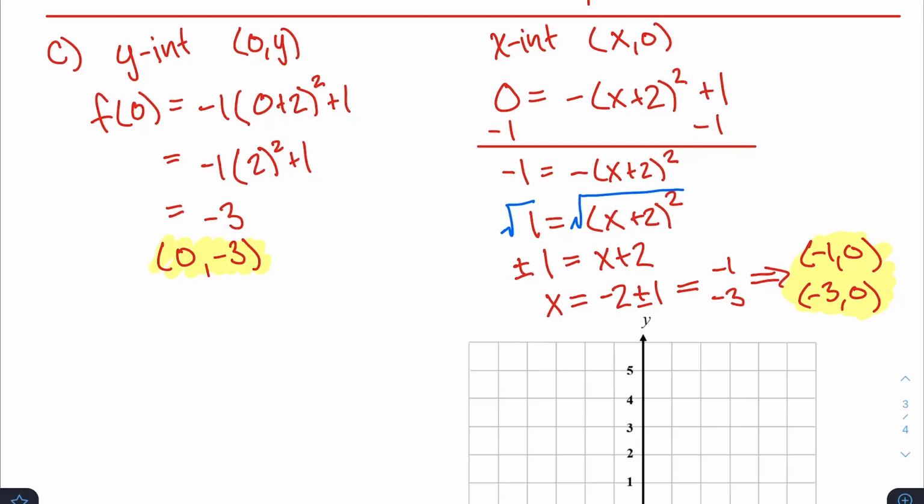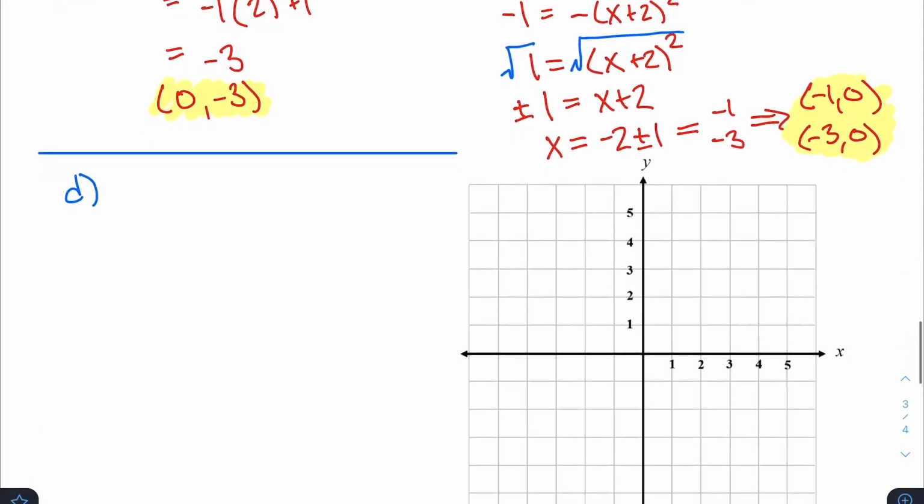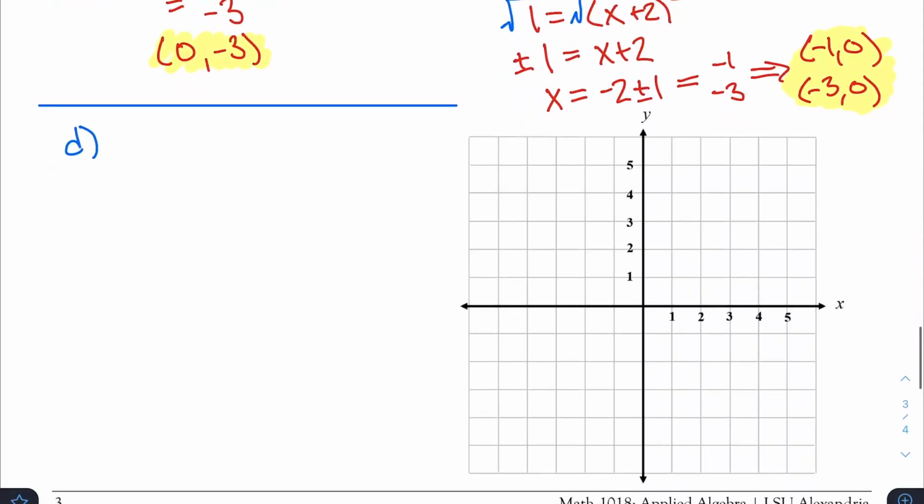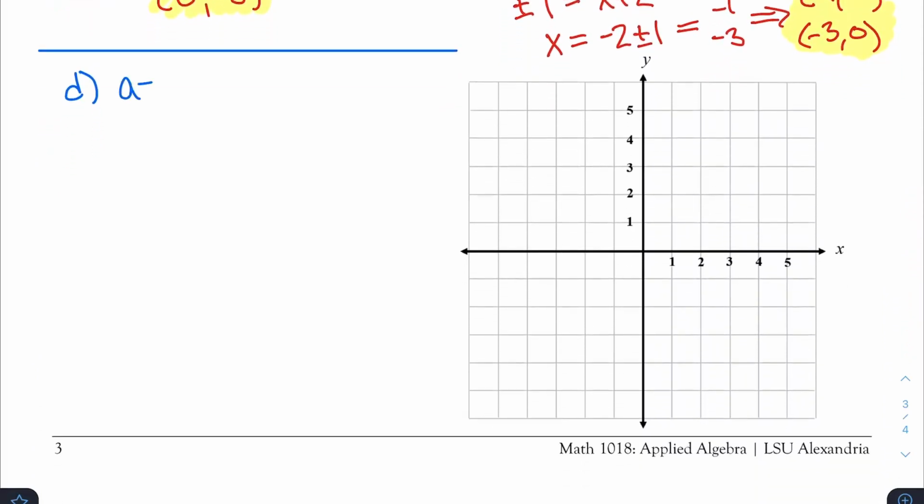Part D asks, does my function open up or down? Well, remember, to determine if my function opens up or down, I must look at a. And we know a was equal to negative 1. Since a is negative, this tells me I should be opening down.